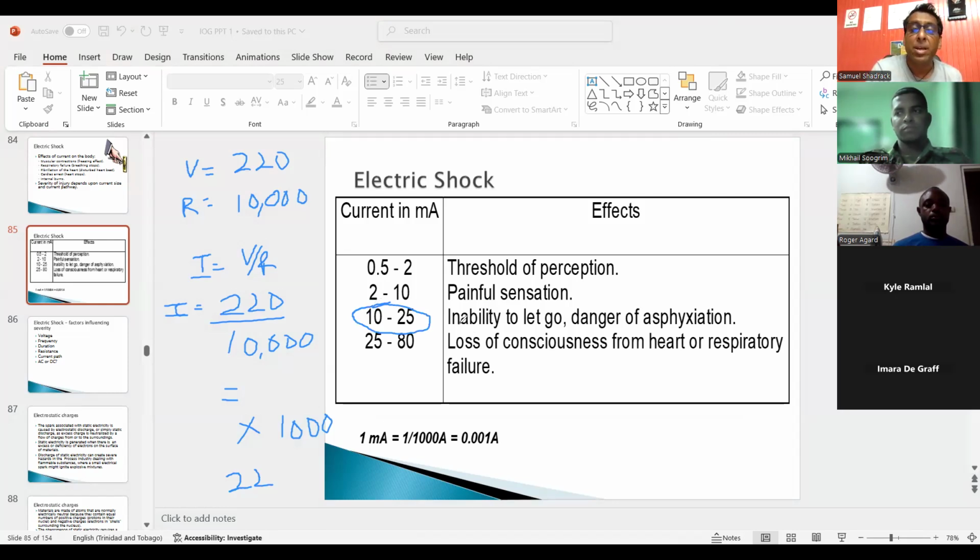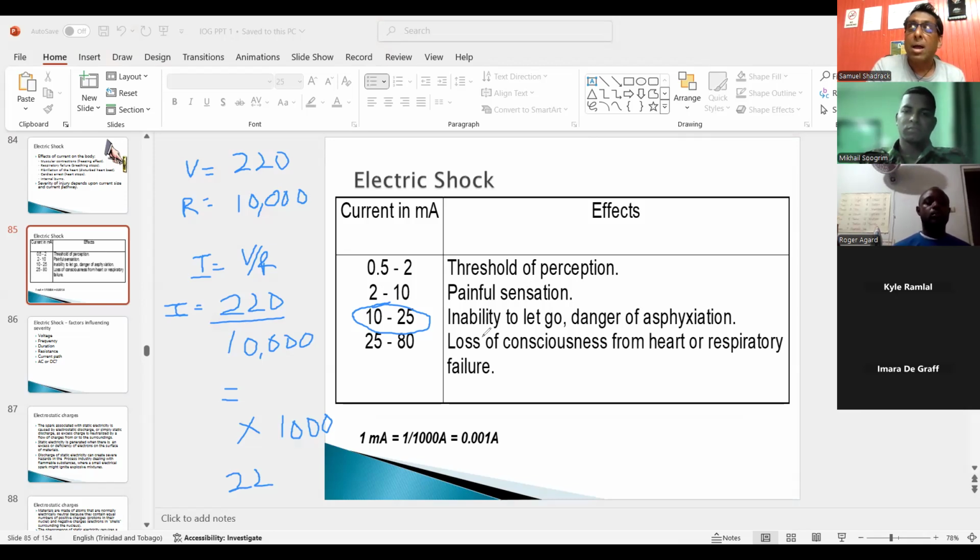So if you get 22, what happens? You see that we will fall somewhere here, which is the inability to let go of the electric source, and there's a danger of asphyxiation. The person who worked it out, multiplying back by 1,000, you end up back with 22. Of course, if you remain in contact with the surface, what you would see is that the person, very good, Elizabeth, very good.